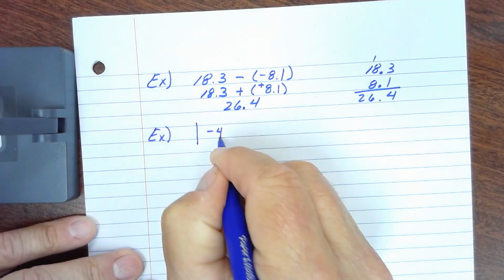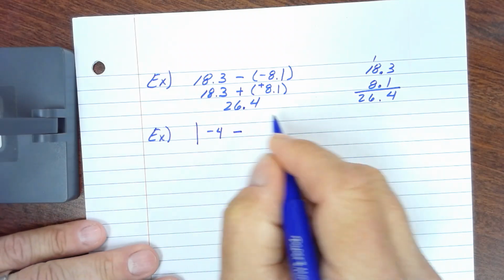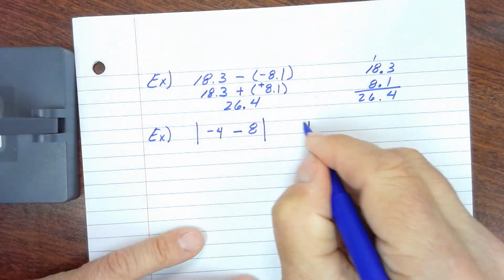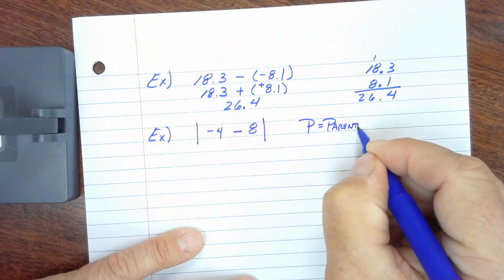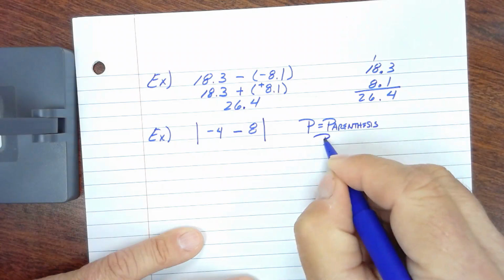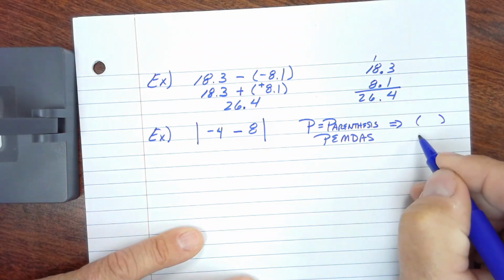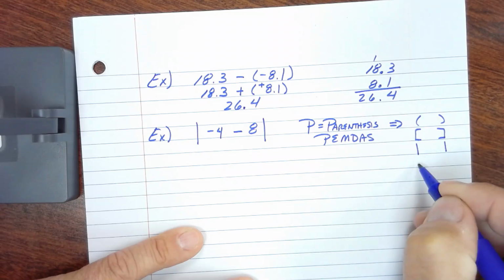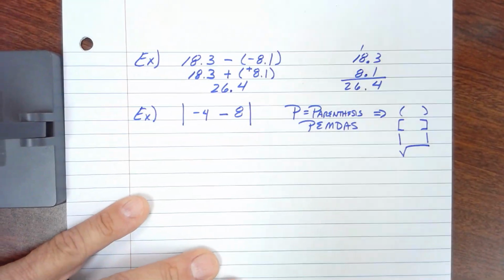Absolute value signs. -4 minus 8. This is in an absolute value sign. And again, I want to remind you, the P for parentheses in PEMDAS does talk about parentheses. It includes brackets, absolute value signs, and radicals. Those are all the P in PEMDAS.